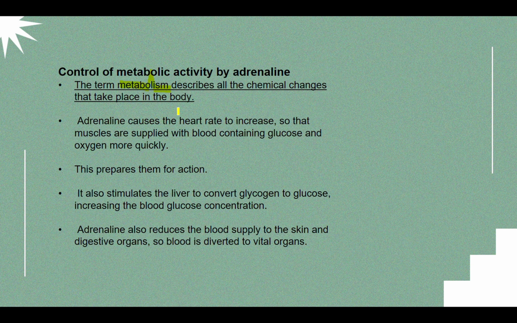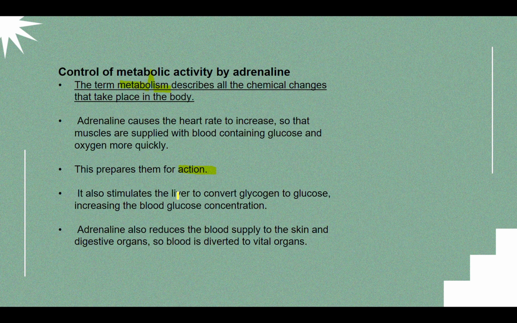Adrenaline causes the heart rate to increase. So the muscles, what will happen to them? They're supplied with blood containing glucose and oxygen more quickly. So your heart is pumping much faster, so the blood will reach the lungs much faster. More oxygen will be received by the red blood cells, and more CO2 is got rid of at a faster pace, and this prepares them for action. So the muscles will have more oxygen so they can act much faster.